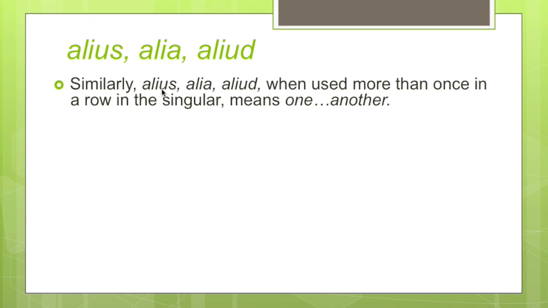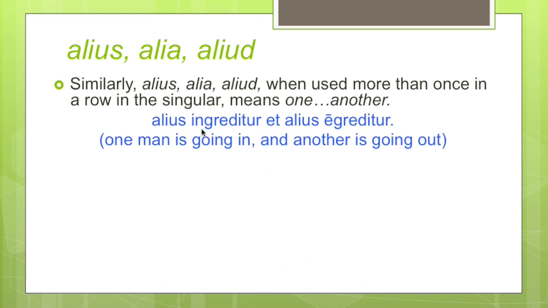Similarly, alius, alia, aliud, when used more than once in a row in the singular, means one, another. Here's an example. Alius ingreditur et alius egreditur. This means one man, alius, is going in, ingreditur, and et, another, alius, is going out, egreditur. So one man is going in, and another is going out.